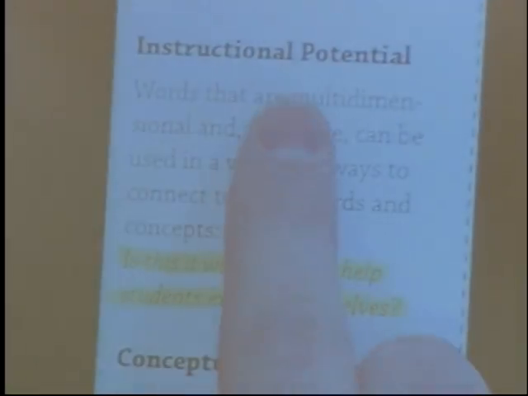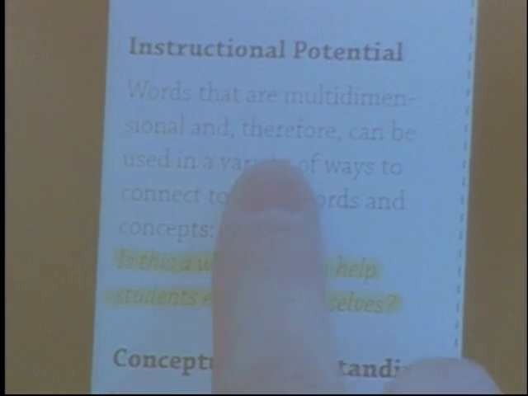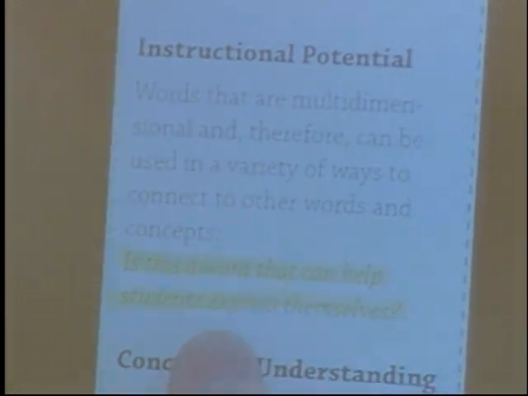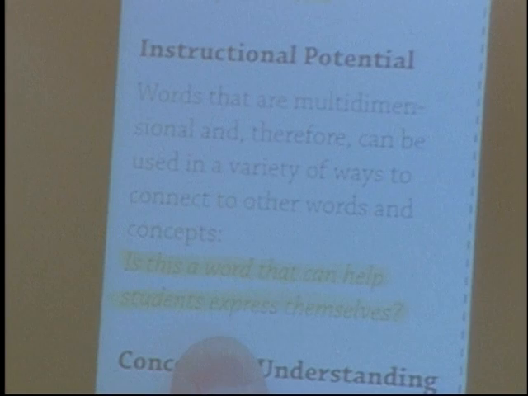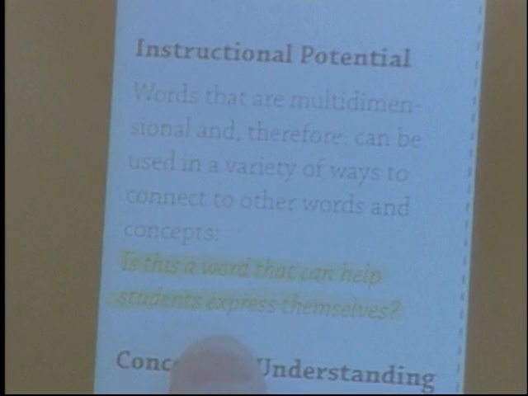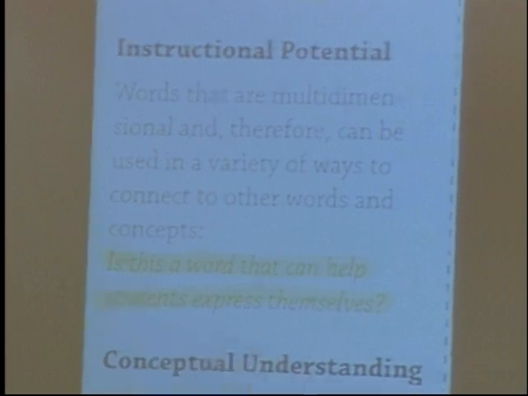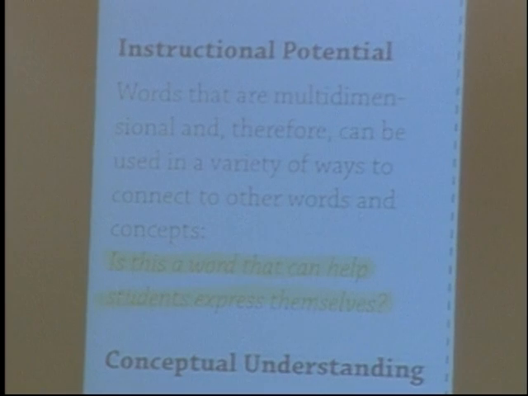The second one, instructional potential. Words that are multidimensional and therefore can be used in a variety of ways to connect to other words and concepts. Here's your test question when identifying tier 2 words. Is this a word that can help students express themselves? Now, I'm just going to say, expressing yourself, that's sort of an ethereal concept, isn't it? That could mean many different things. Don't overthink it. That's my advice to you.